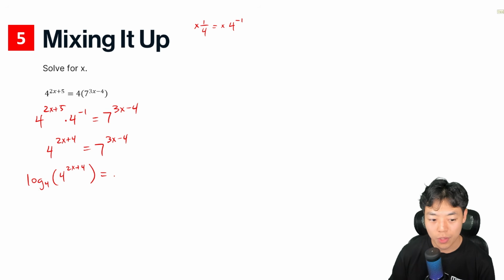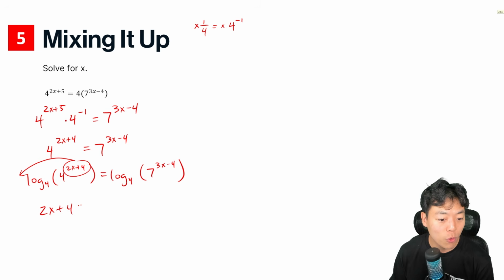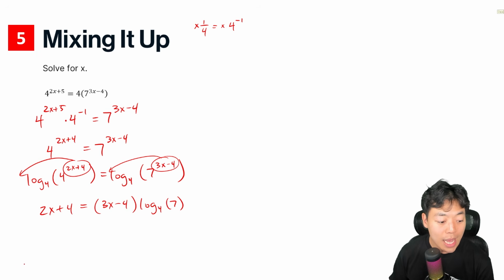I usually make the base of the log whatever is the base on the left-hand side of the equation. I've just gotten used to that. So now I have 2x plus 4 is equal to log base 4 of 7 to the 3x minus 4. All right, well, if I bring down the 3x minus 4 as well, now I have 3x minus 4 times log base 4 of 7. I'm going to go ahead and take all this and distribute it to 3x and the negative 4.